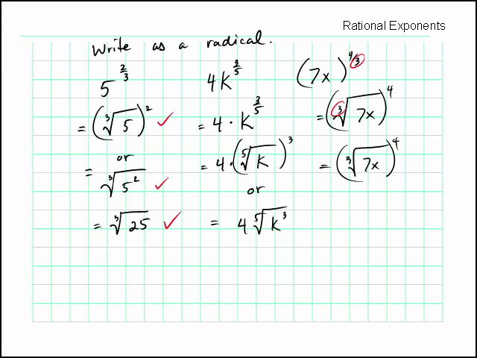And that is our part 1 of our rational exponents. Coming up is part 2.